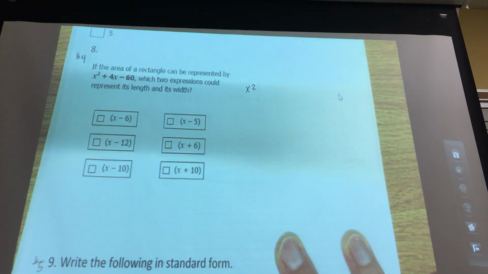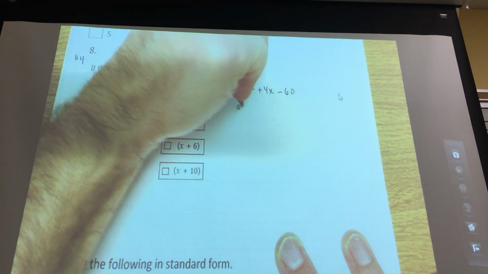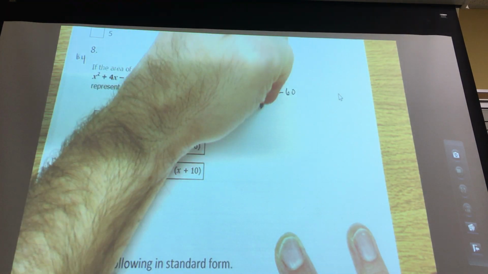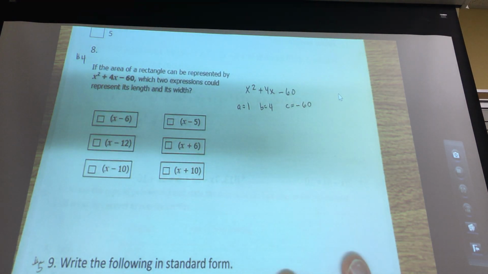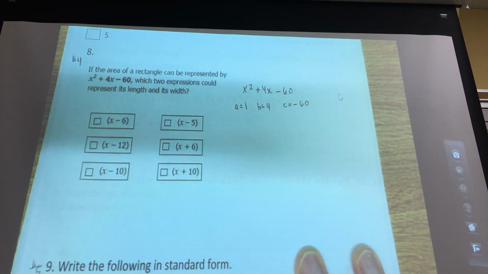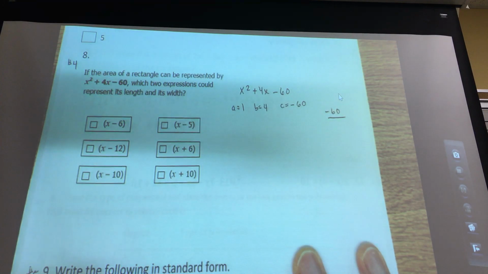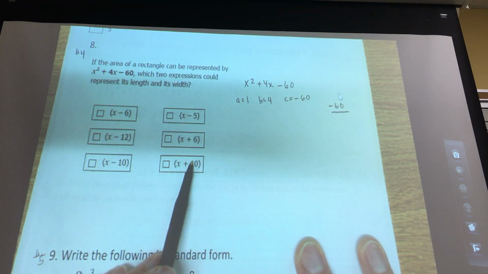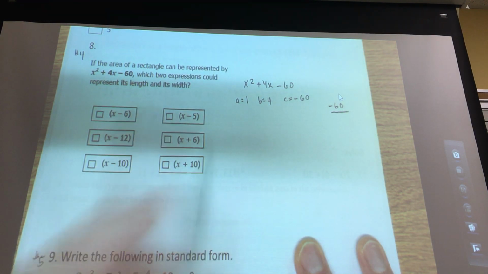So I'm going to rewrite my problem over here, which is x squared plus 4x minus 60. Now, if you look at this, your A is 1, your B is 4, and your C is negative 60. So, since A is 1, we're simply going to find the factors of negative 60 that add to be 4. So I'm going to go through those. Let's see. So negative 60. Now, if you do look over at your answers, I don't have a 1. I don't have a 2. The lowest number I have here is a 5.